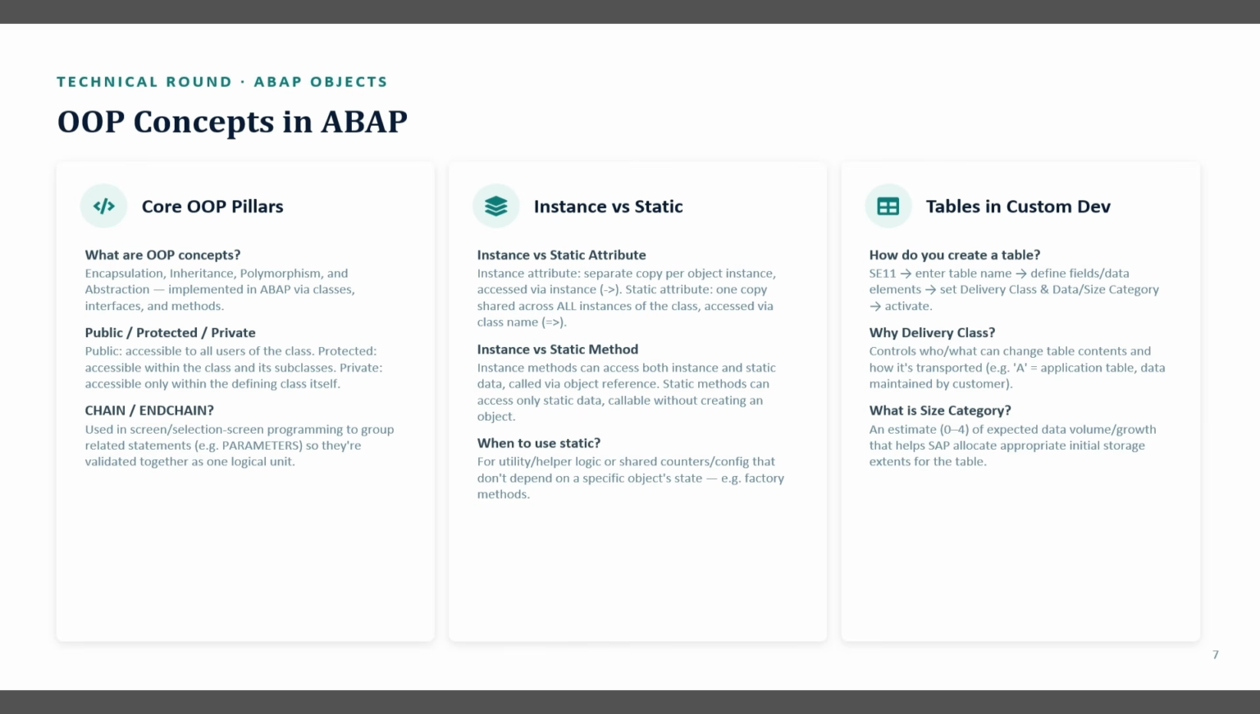The most asked question here is public, protected, and private. Public means accessible to anyone using the class. Protected means accessible within the class and its subclasses. Private means accessible only within the class where it's defined.